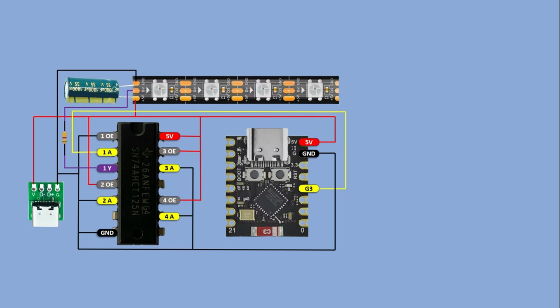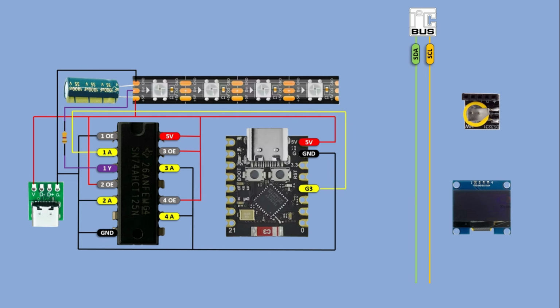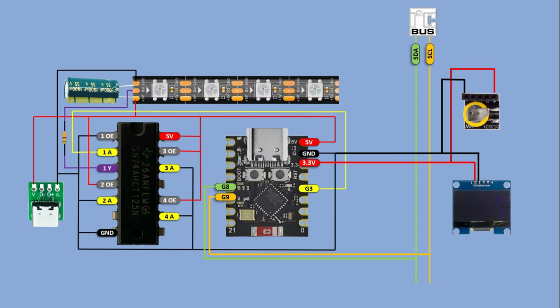Let's see how the new components fit in. We will connect the RTC and OLED modules. First, we need to create an I²C bus by using GPIO pins 8 and 9. Next, connect 3.3 volts and ground to power both modules. Then connect GPIO 8 to SDA pins of both modules and then GPIO 9 to SCL pins. For the photoresistor LDR, connect one side to ground and the other side through a 10K resistor to the 3.3 volt pin. Capture the signal between the LDR and the resistor and connect it to GPIO pin 1.